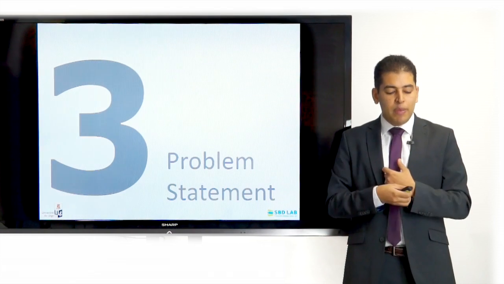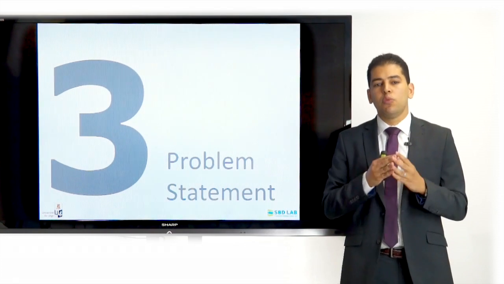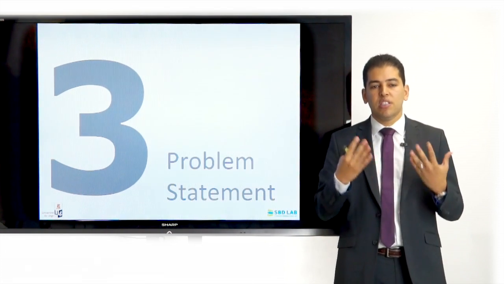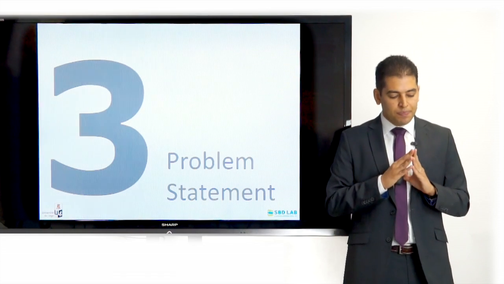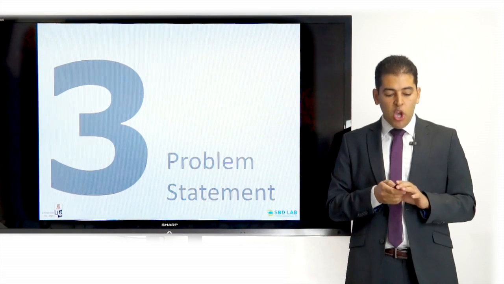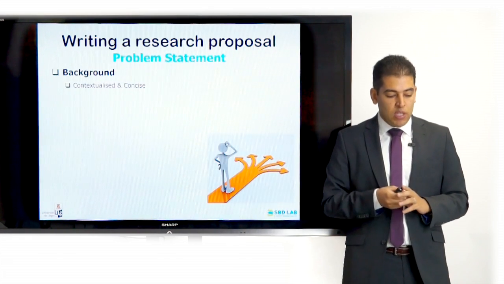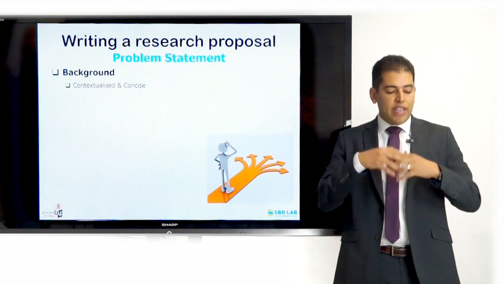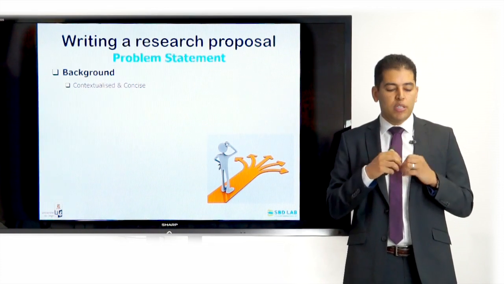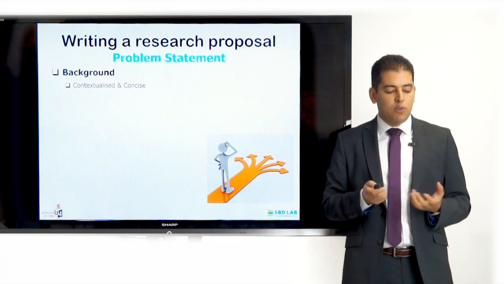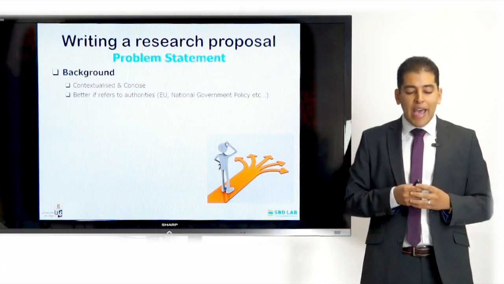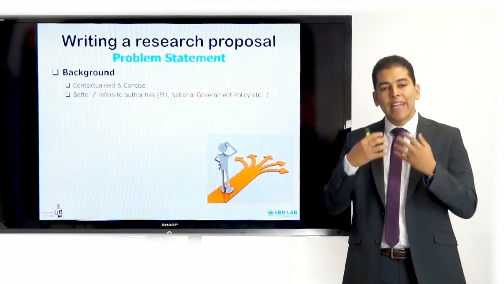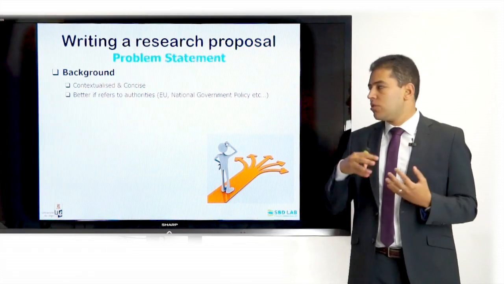The third step is mainly related to the problem statement. And here we are really starting the real work, the serious work related to the research proposal. Well, what is a problem statement? You must start in your problem statement to contextualize your problem, and you have to be concise. You have to define exactly what the problem is. And most of the time, it's good to link your background problem with authorities.